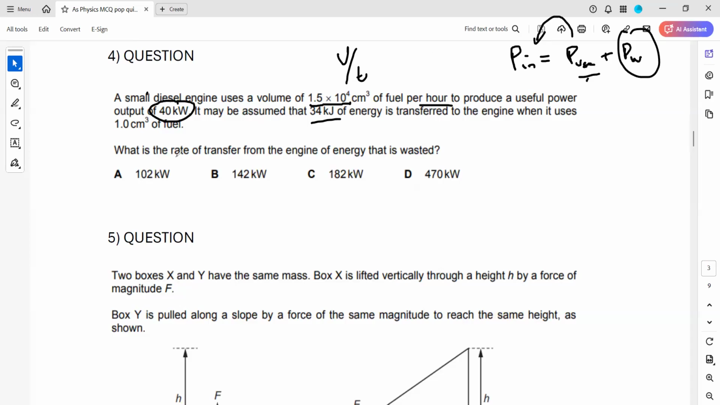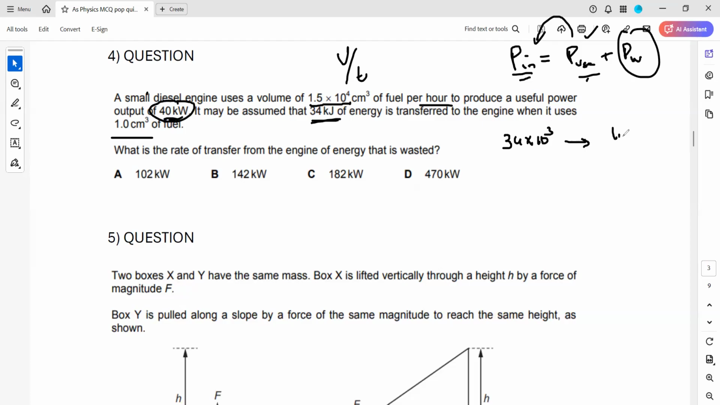So the useful power is given to us. It's 40 kilowatt, so that is known. We need the total input power. How much power is being input or given? 34 kilojoules of energy is transferred when it uses 1 cm cube.